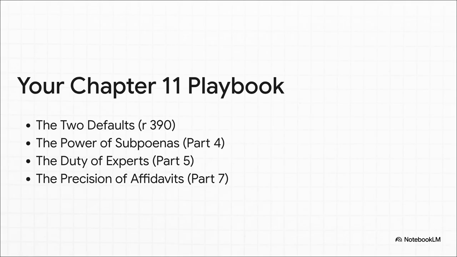And that's it. That's your Chapter 11 playbook in a nutshell. It all starts with knowing your default mode under Rule 390. It gives you the power to compel evidence with subpoenas under Part 4. It keeps you honest with the ethical duties of experts under Part 5, especially Rule 429F, and it forces you to be precise with your affidavits under Part 7 and Rule 430.